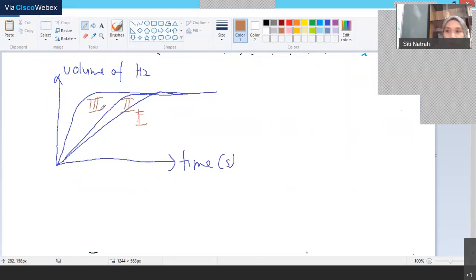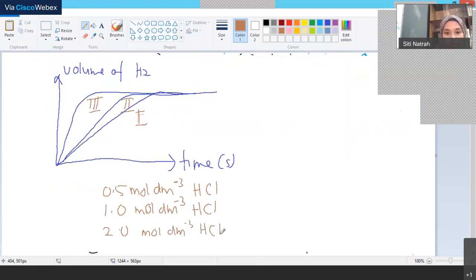Okay, kamu nak senaraikan concentration yang ada. Kita anggap kamu ada 0.5 mol dm-3 HCl, and then we have 1.0 mol dm-3 HCl, and then kita ada 2 mol dm-3 HCl. Kita cakap sini adalah mass of magnesium and volume of hydrochloric acid keep constant.